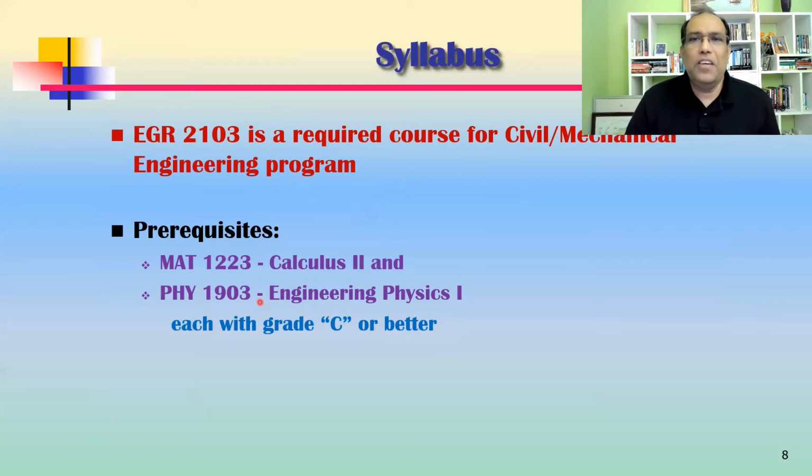The prerequisites of the course are mathematics 1223 and physics 1903. I'm sure all of you have already finished them with a grade of C or better, otherwise the system will kick you out. Let me say one more thing: historically, statics is one of the most difficult courses in engineering. If you look at the last 10 years of data from all Texas universities, 46% of students flunked the statics course.